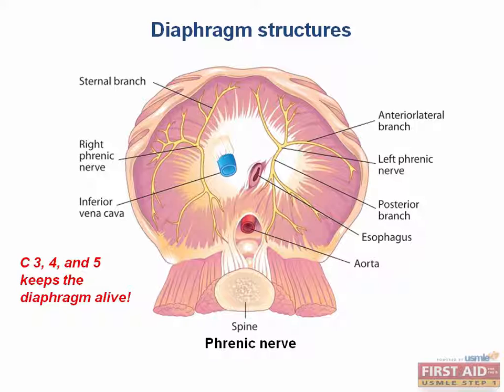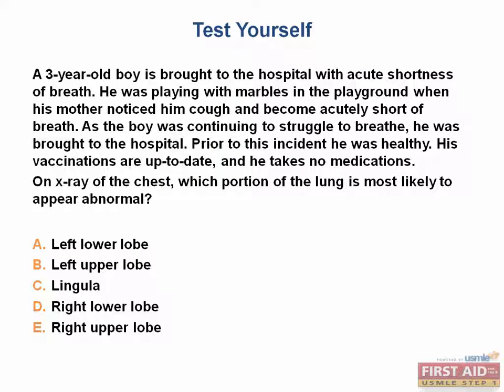shoulder and trapezius ridge. A 3-year-old boy is brought to the hospital with acute shortness of breath. He was playing with marbles in the playground when his mother noticed him cough and become acutely short of breath. As the boy was continuing to struggle to breathe, he was brought to the hospital. Prior to this incident, he was healthy. His vaccinations are up to date and he takes no medications. On X-ray of the chest, which portion of the lung is most likely to appear abnormal?